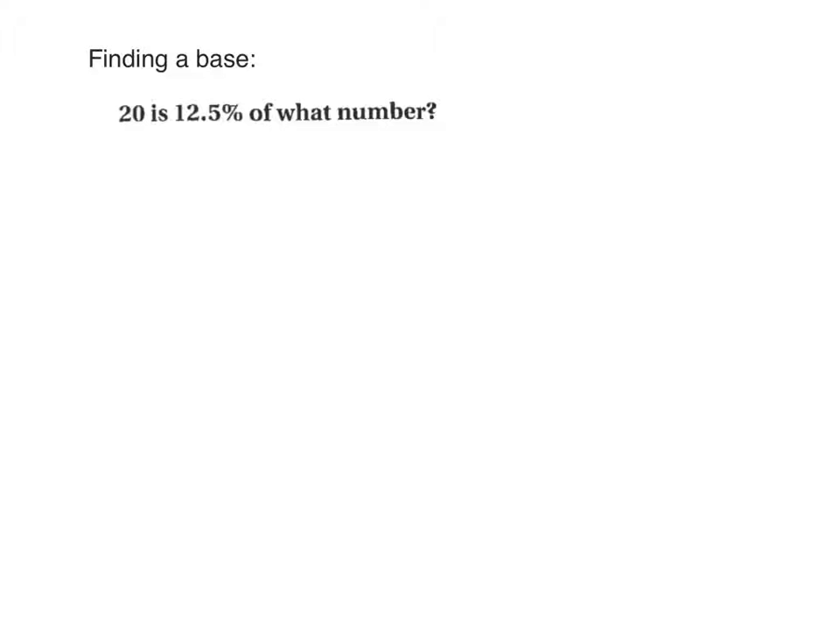All right, our last example here, when we're trying to find a base, that's usually a more difficult problem to set up. What's actually the whole number, the whole amount that we're looking for? But if we're using our percent equation, A equals PB, we can do this. A, in this case, the part is 20. We know that. We're starting with the part. We know the percent is 12.5 or 0.125 once we convert it to a decimal, times B.